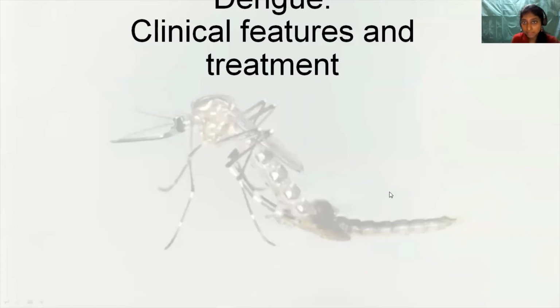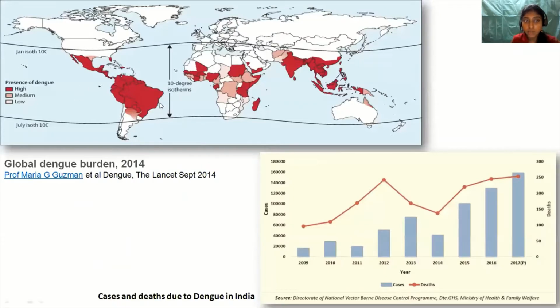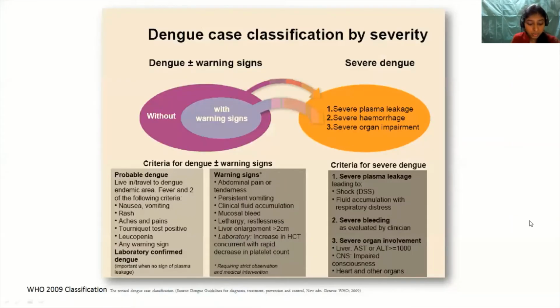Moving on to dengue clinical features and treatment. The dengue virus is transmitted by the Aedes mosquito. It's found in the tropical belt. The incidence of dengue is rising rapidly because of urbanization. The WHO has classified dengue into 3 types. This allows for easy identification and appropriate management in sick patients.